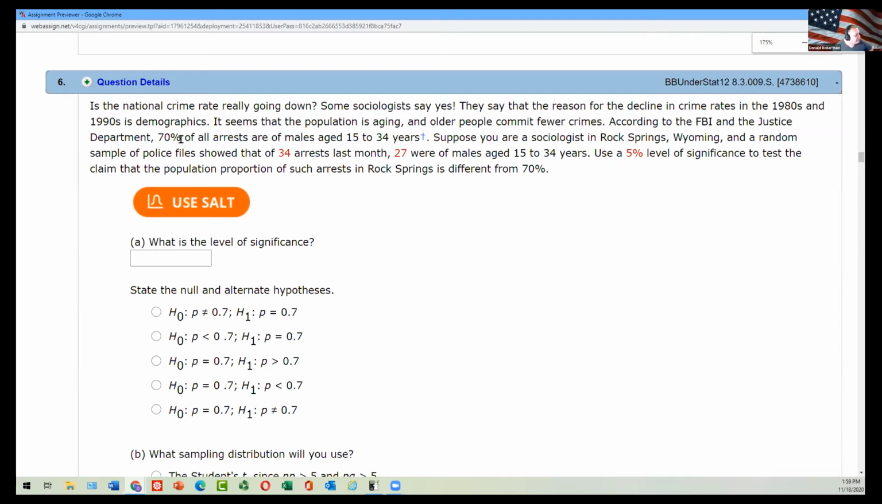According to the FBI, 70% of all arrests are males aged 15 to 34. That is a double statistic. Do you know that tells me something else? Don't guys commit crimes twice as often as women? So guys, for some reason, are more criminal-minded than girls.